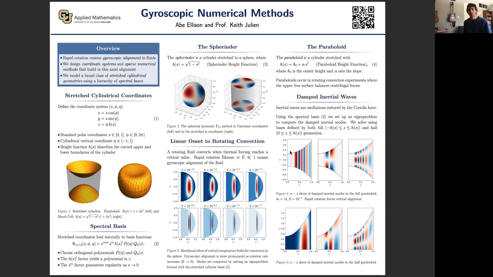And we can also do the full paraboloid, which has h of s on the top and minus h of s on the bottom. And here are a few of the damped inertial modes. And these are the modes that are restored by the Coriolis force. And you can see the decomposition in radial and vertical coordinates really well in these modes. So there's a high degree of radial oscillation, 0 vertical oscillations. Here's 1 vertical oscillation, and here's 2 vertical oscillations as we go left to right. So you can see this coordinate system, these stretched cylindrical coordinates, are really natural for representing rotating fluids.